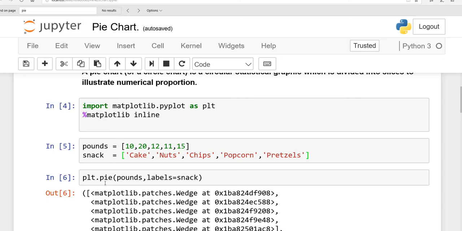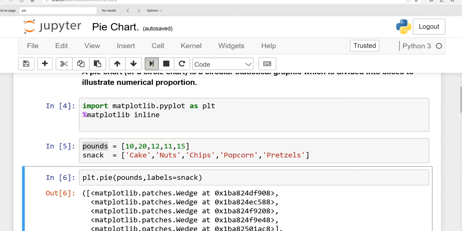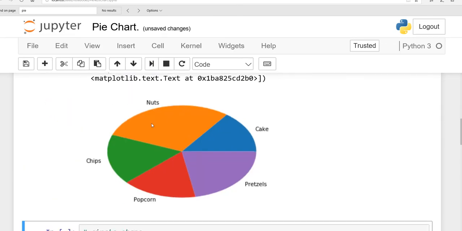Remember, when we were making the bar chart, we were using plt.bar. When we were making the histogram, we were using hist. Similarly, we have to use plt.pie, and here in these parentheses we have to write down pounds, and this is the label because these are the items, so we have to write down labels equal to snack. When I run this function, you will see we will have a pie chart.